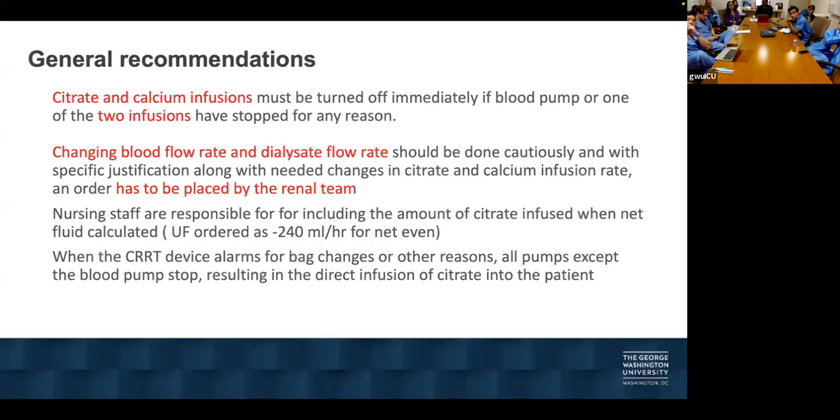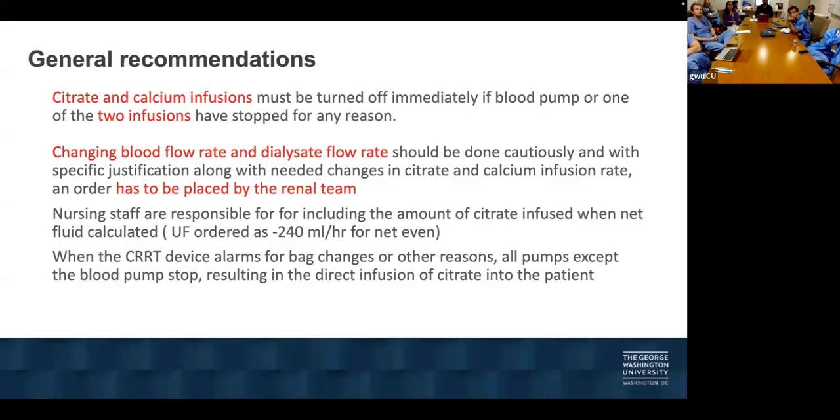The protocol, the nurse has been instructed twice on this: the citrate and calcium infusion must be turned off or on at the same time. It's either all or none. There's no one going and the other one not going. Changing the blood flow rate and dialysis flow rate is not allowed, even by the nephrology fellow, without talking to the attending, because going up on one is going to mess up the whole calculation.